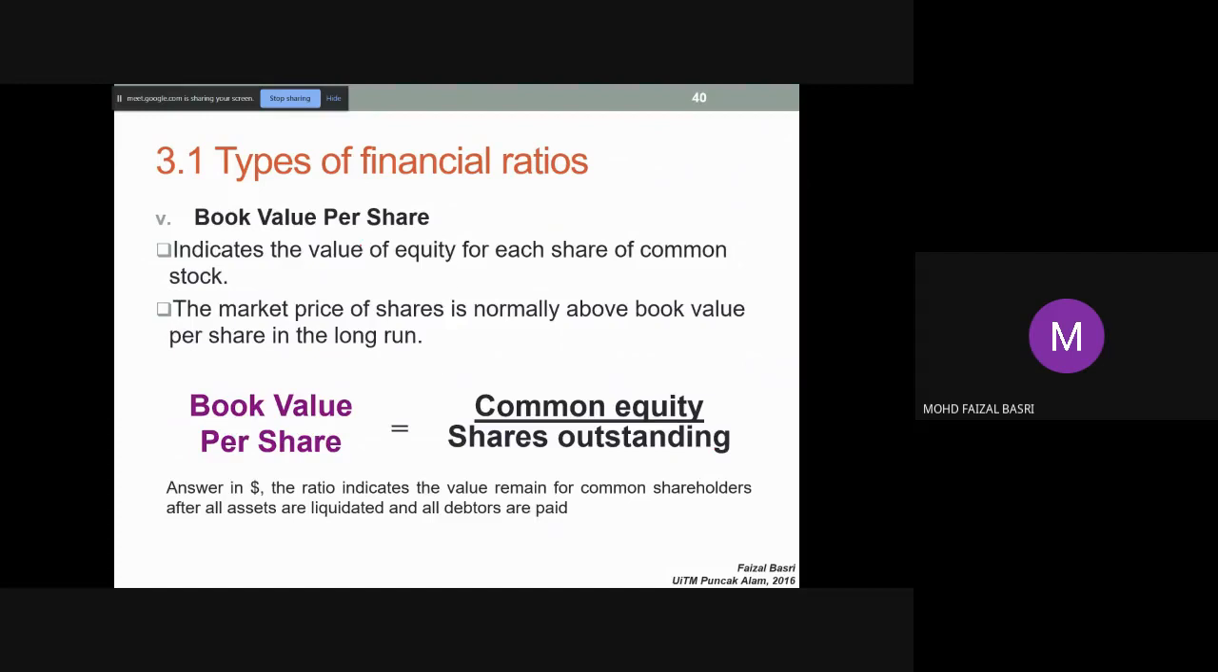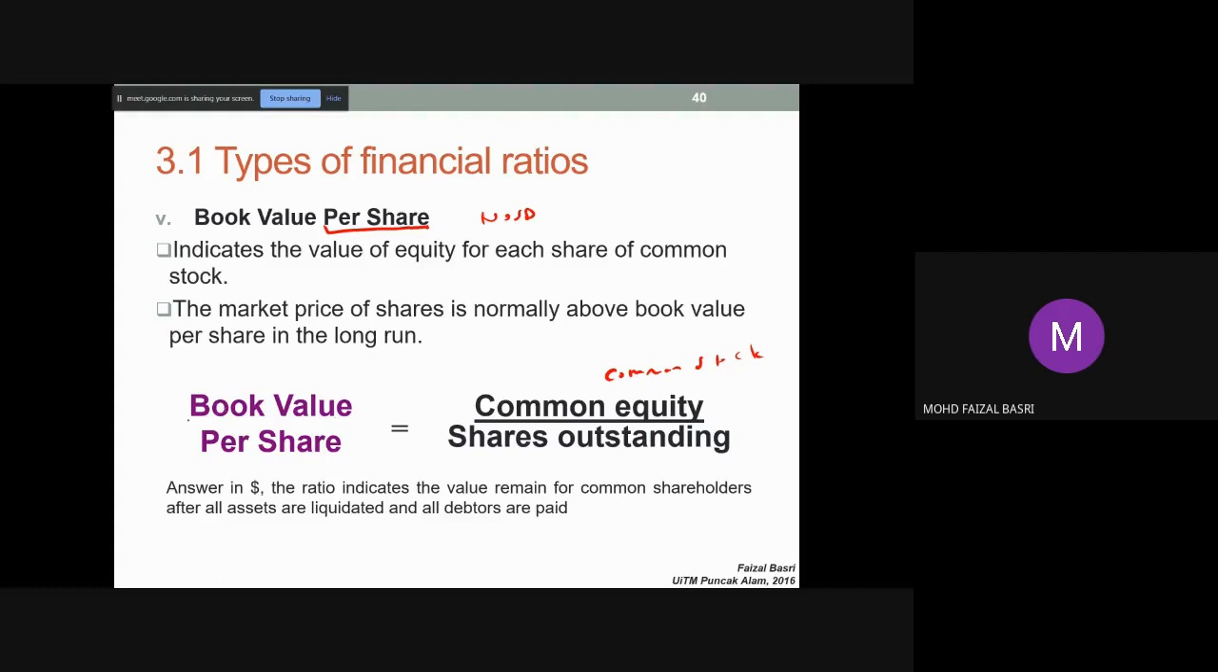Okay, so again, when we talk about per share, we know we divide with number of shares outstanding. So here is common equity divided by shares outstanding. When we talk about common equity, sometimes kita guna common stock sebenarnya, common stock value, ataupun sometimes they use share capital. So whatever information lah yang ada, we divide with number of shares outstanding. So this is based on book value.